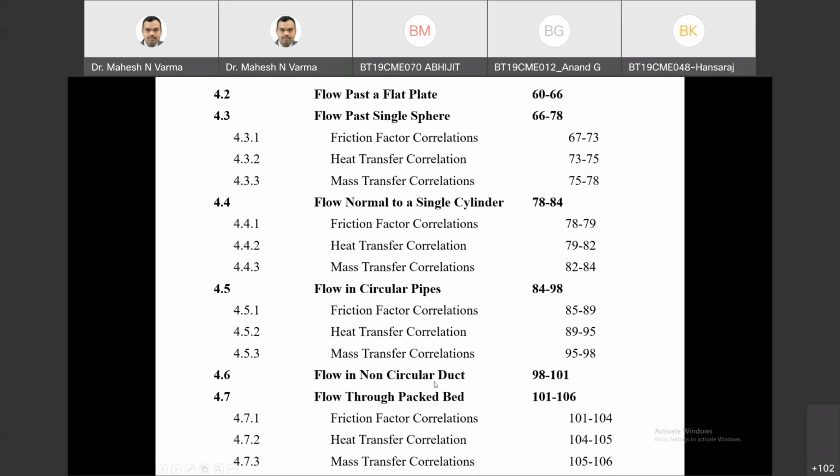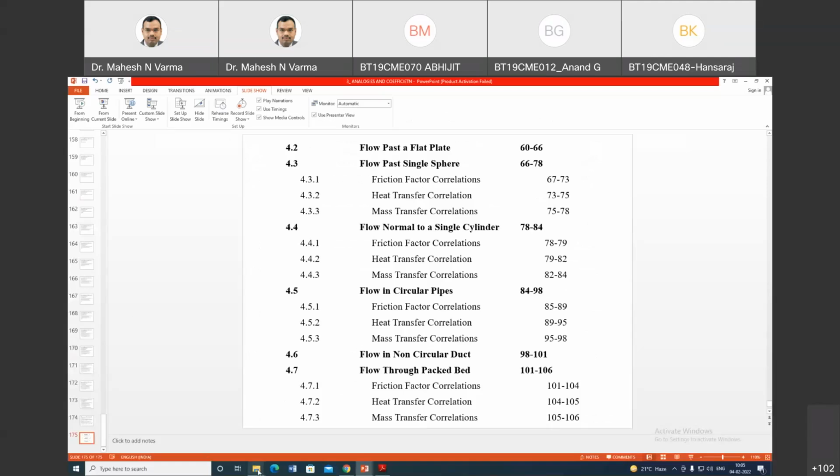Some information is given on how to handle a flow in a duct that is not circular. Then flow through packed bed. Packed beds are very commonly used in chemical engineering, for example in catalytic reactors. So these are some of the important engineering correlations discussed in chapter number 4 of this book actually.